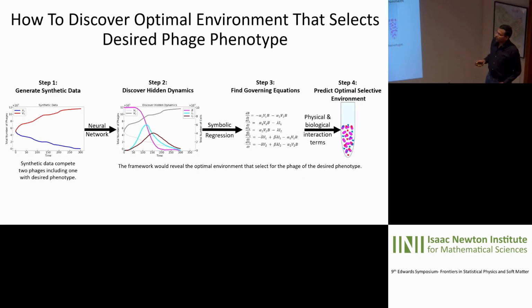To do this, I have divided the protocol into 4 steps. In the first step, I will get the phage time series data. It can be either experimental or synthetic. For example, here the unknown environment is selecting the red phage phenotype. Then I can feed this data into the physics-informed neural network, and that will discover the unknown bacterial time series for me. Once I have all of the time series, I can use the symbolic regression tool to get the governing equations, and then I can analyze different terms in these governing equations to know the underlying microbial environment.